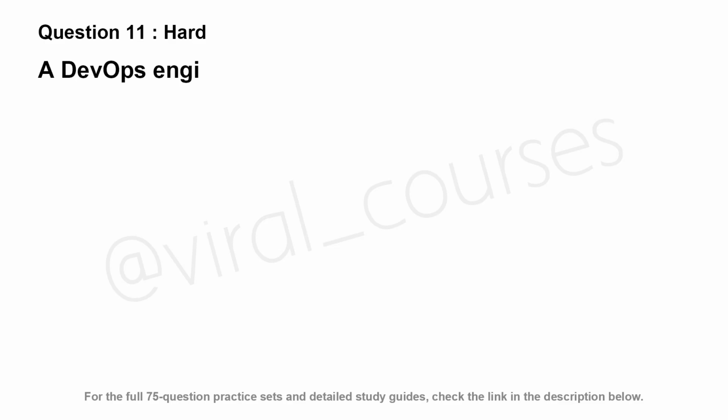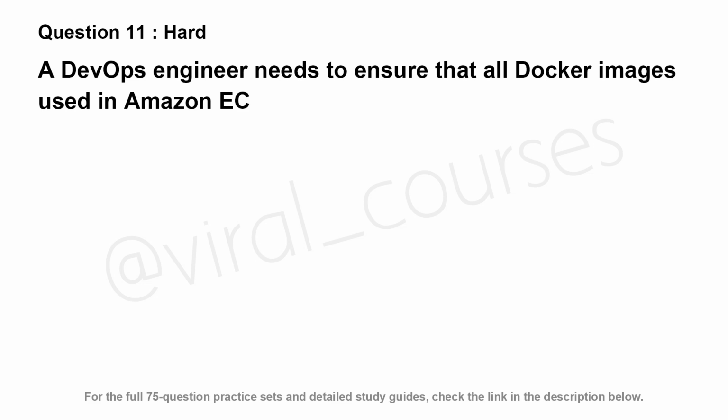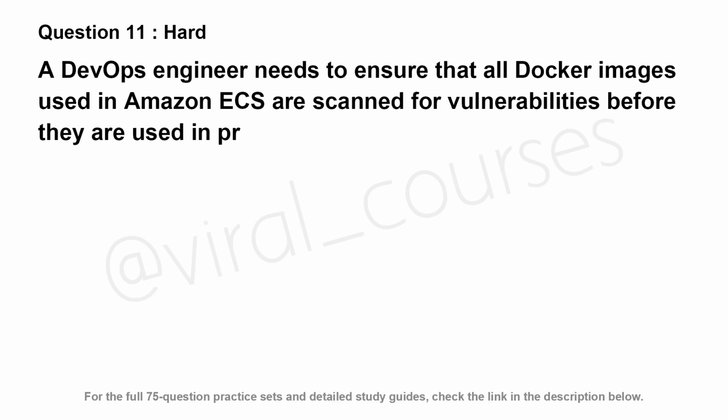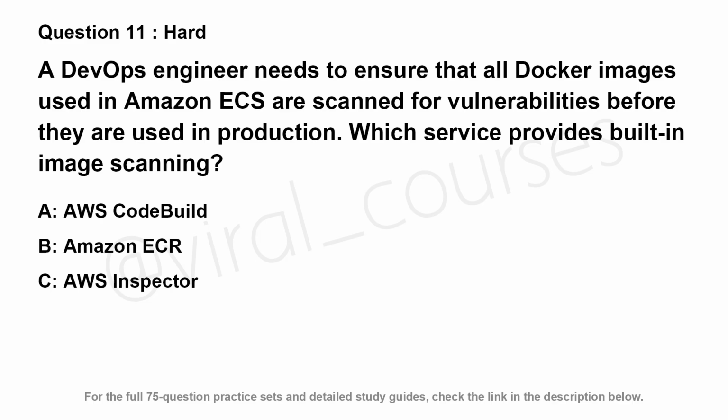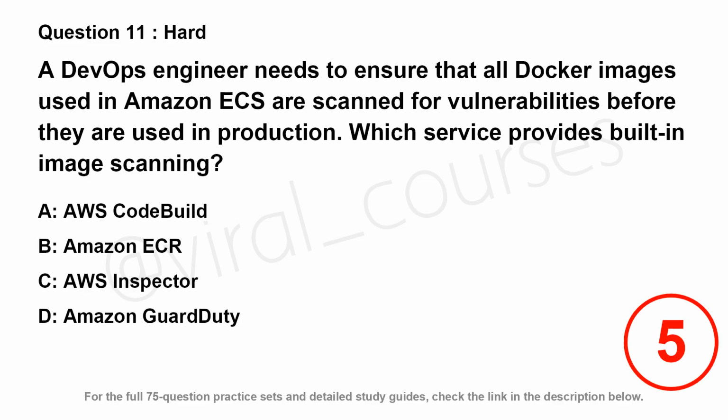A DevOps engineer needs to ensure that all Docker images used in Amazon ECS are scanned for vulnerabilities before they are used in production. Which service provides built-in image scanning? Option A. AWS CodeBuild. Option B. Amazon ECR. Option C. AWS Inspector. Option D. Amazon GuardDuty.